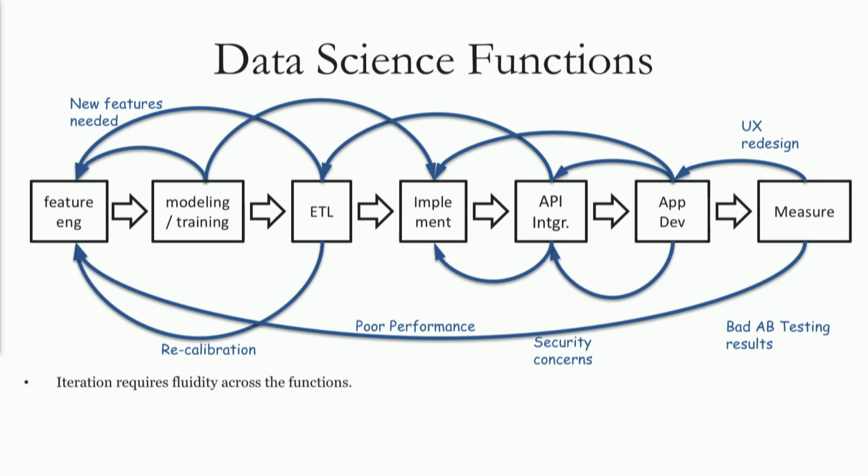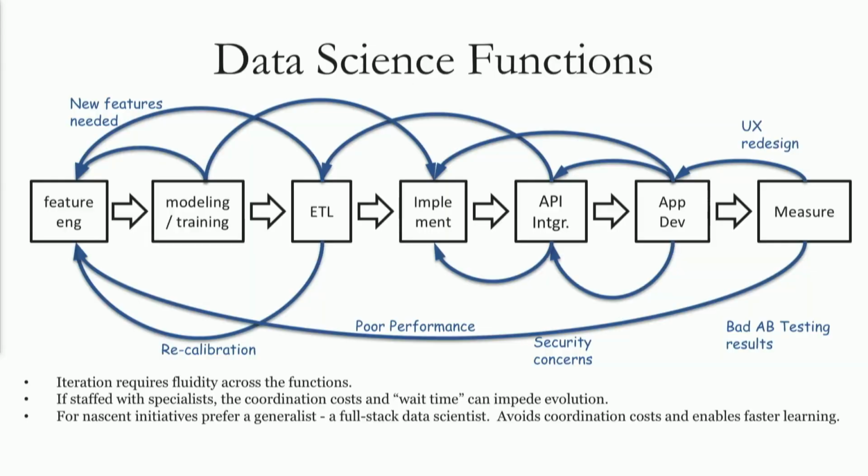But iteration requires fluidity. If each of these are staffed with different people, you're going to have a coordination nightmare and lots of wait time. Wait time is when you're just waiting on the person to fix or adjust whatever you need done. And that's going to impede your evolution. So for nascent initiatives, things that you're still figuring things out for, prefer a generalist, a full stack data scientist, one data scientist that can do all these functions. They are out there. They're not unicorns. They exist. If you have one person that can jump in and do whatever needs to be done, you avoid the coordination cost and wait times completely. And this accelerates your evolution. You can learn much faster.